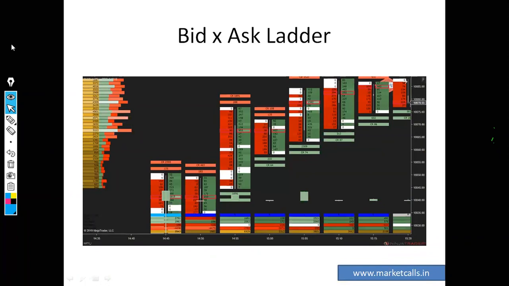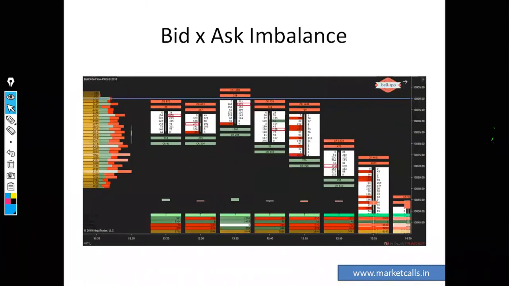And next comes the same representation, but we use bid and ask imbalance. You can see not every place gets shaded. Only the places which are shaded are where the momentum is coming in. You can see those are the shades. If you look at the shades, you can see that a lot of momentum sellers are coming in.